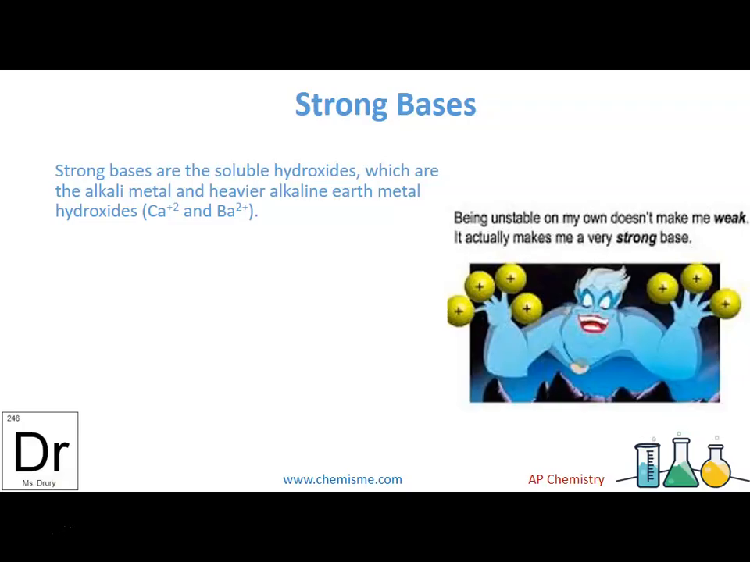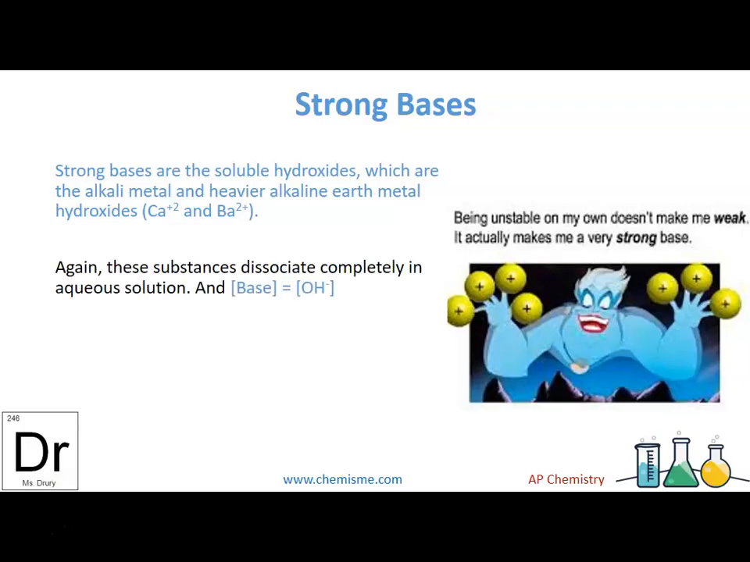And the heavier alkaline earth metals, calcium and barium ions. I just remember the A bases, the Ca, Ba. And that means, again, that they're going to dissociate completely. For every base, there's a hydroxide, or maybe 2 if there's calcium hydroxide and barium hydroxide. So if you put 2 molar of a base in, you get 2 hydroxides. If you put 3 molar of a base in, you get 3 molars of hydroxides, and so on.